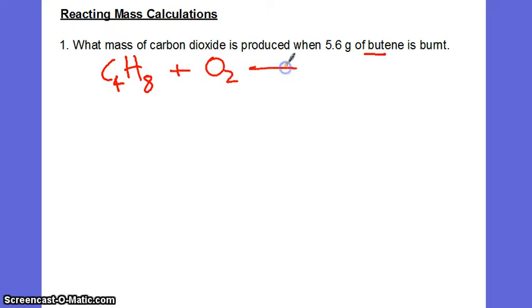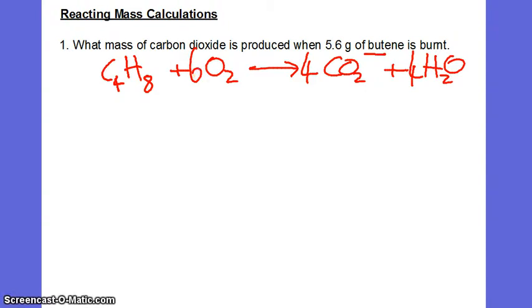Obviously it's a combustion, so it reacts with oxygen, it produces carbon dioxide and water. We're assuming it's a fully complete combustion, and then we should be able to balance that. So if we've got 4 carbons there, 4 over here, 8 hydrogens, well we've got 2 already there, so 4 here, and 4 twos are 8 oxygens plus 4, 12, so 6 would go here. But in an exam they would actually give you that equation if they're expecting a calculation.